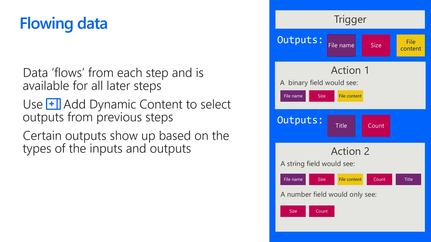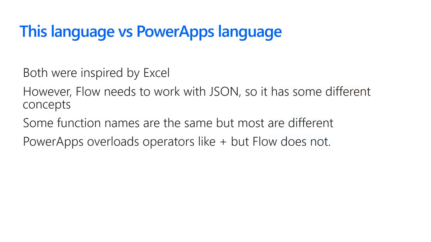So if you have a field, for example, in action 2, that is a number field, you're only going to be able to use automatically the size and the count from the previous actions because those are also number fields. Now, you can explicitly use an expression to cast from one number type or from one data type to another data type. But we don't do that automatically because if we did, something could go wrong. What happens if I try to use a file name and the file name isn't actually a number? Well, that will fail. So that's something to keep in mind.